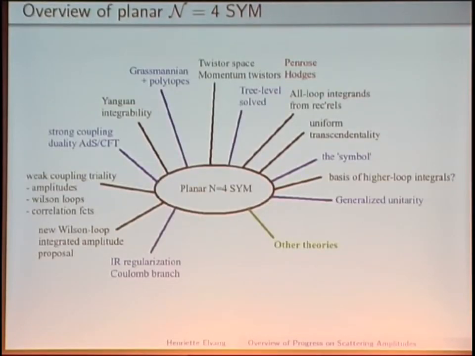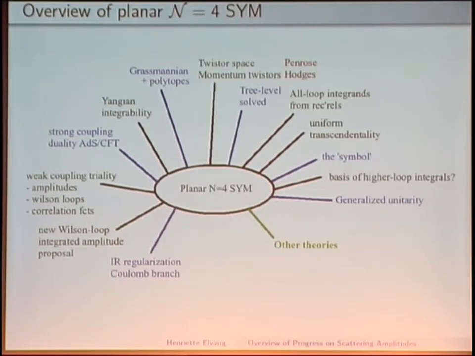So there are a lot of different directions, even just for the regime of planar N=4 super Yang-Mills. We've seen the symbol. You can study bases of higher loop integrals, generalized unitarity, and so on. The whole spectrum, the Grassmannian and polytopes play a big role. And it connects nicely over to the strong coupling limit, to the AdS/CFT duality. And we now also see that there's a similar proposal for triality at the weak coupling limit, at least in these null limits.